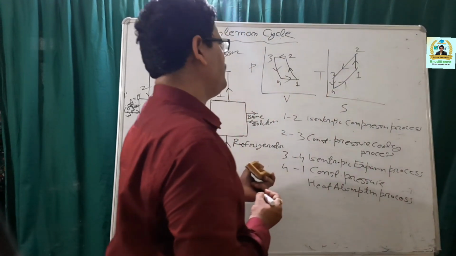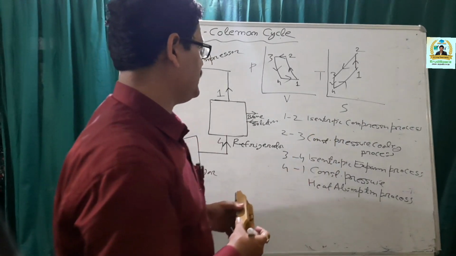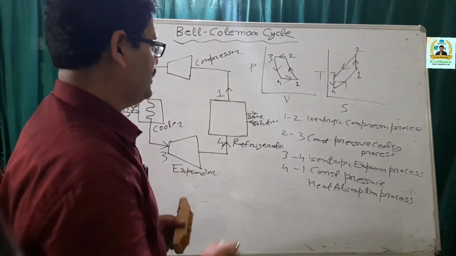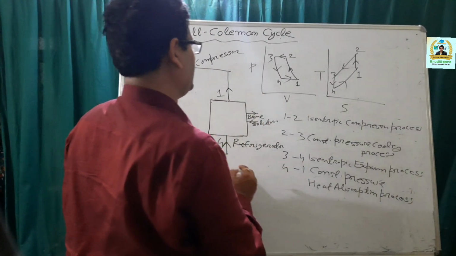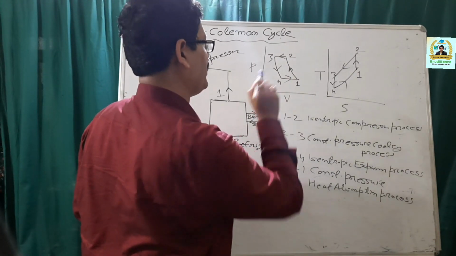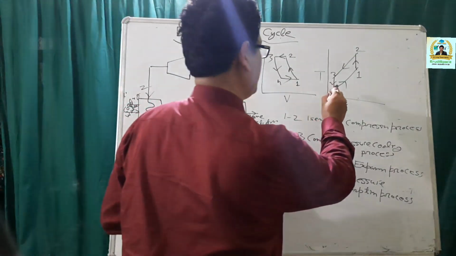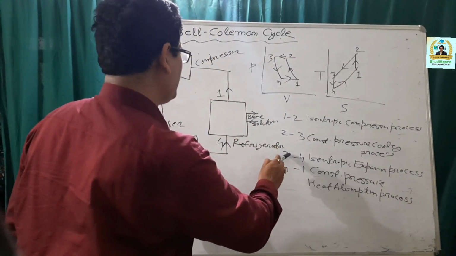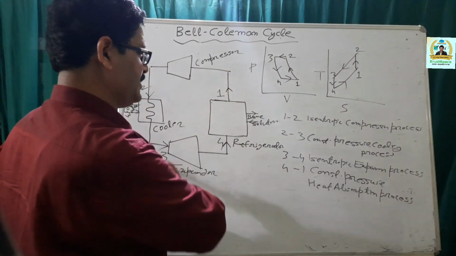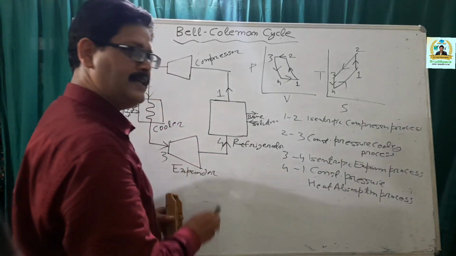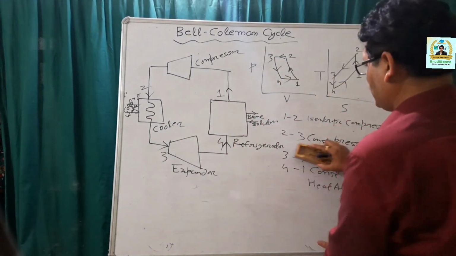Some people do represent this as a constant pressure expansion process. That also you can say. Now, in process 4-1, as you can see, pressure remains constant, specific volume increases from V4 to V1, and the temperature increases from T4 to T1. And 3-4 is what is actually taking place in the expander, and 4-1 is the process which is taking place in the refrigerator.